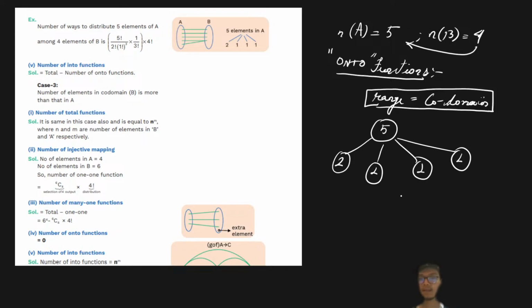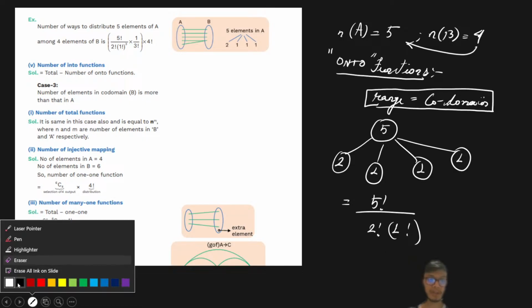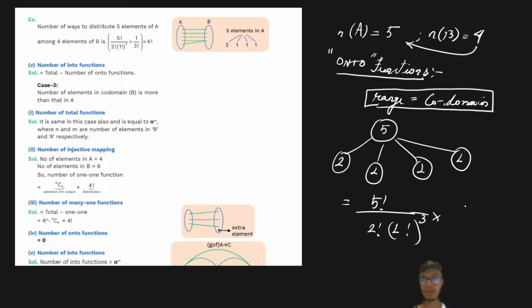If I count it by permutation, this will be 5 factorial divided by 2 factorial times 1 factorial whole to the power 3, into 1 upon 3 factorial. Then this can all be permuted in 4 factorial ways, since there are 4 different identities, so I multiply with 4 factorial. This will generate the number of ways I can distribute the groups. This is how you calculate the onto functions.